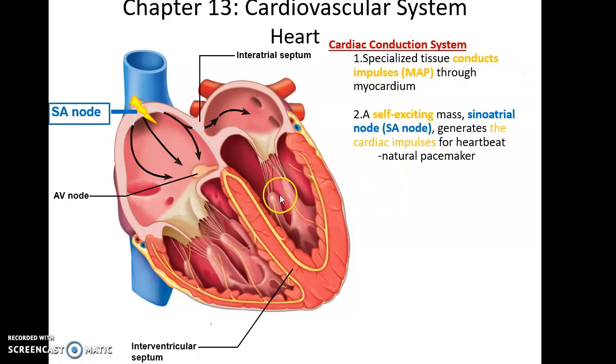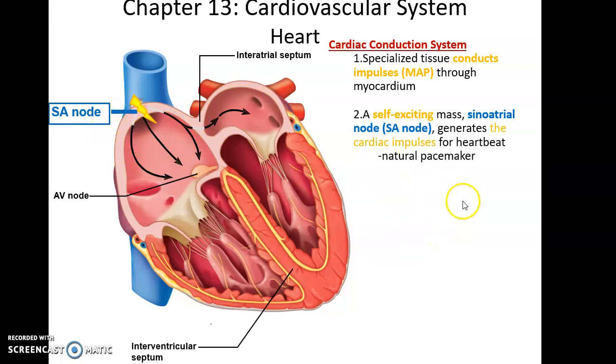So it starts in the sinoatrial node. Sinoatrial node is found in the wall of the right atrium, and that generates the muscle action potential that gets sent to the right and left walls of the atria.